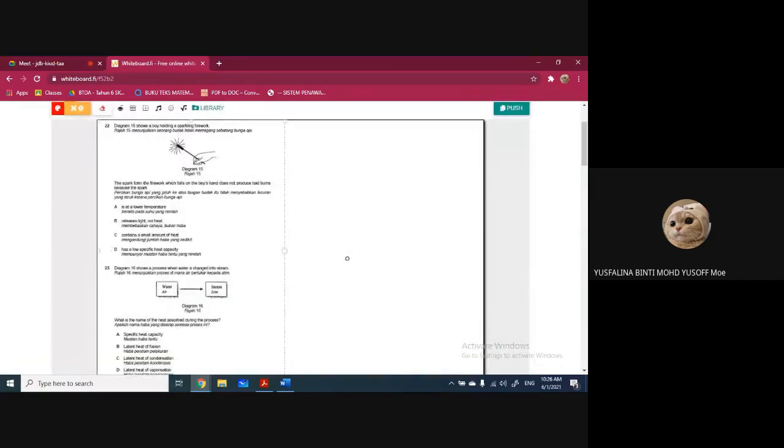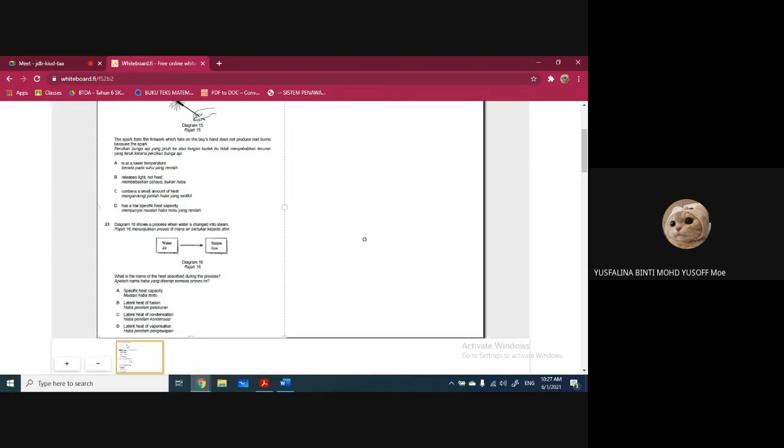Okay, for number 22, diagram 15 shows a boy holding a sparkling firework. The spark from this firework which falls on the boy's hands does not produce bad burns because the spark contains a small amount of heat. So the answer should be B.